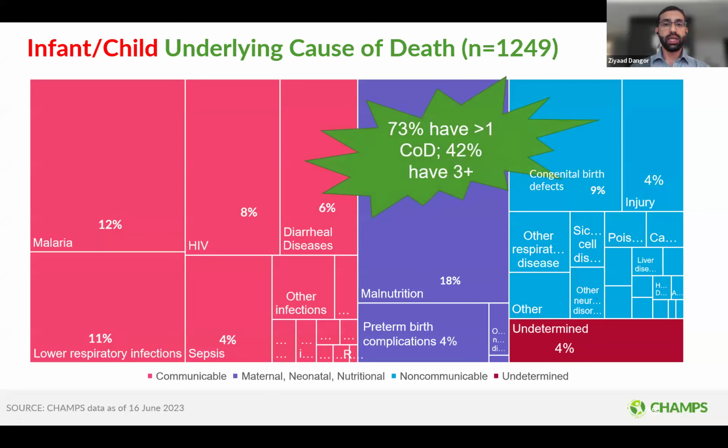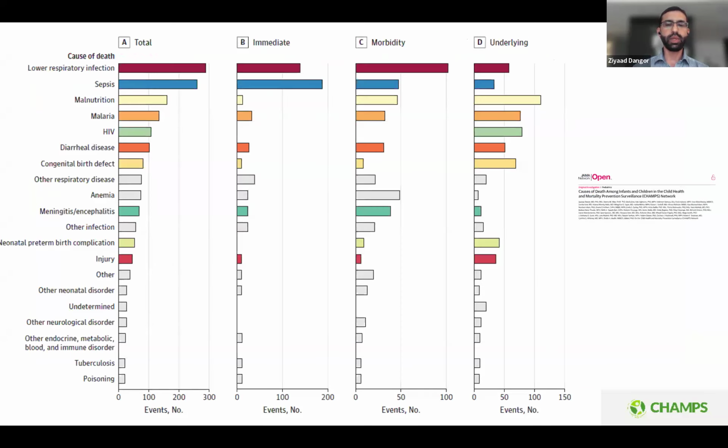Before I do that, just to say that most children also have more than one cause of death in the pathway. So this is a paper that just came out also at the end of last year. And really what it's trying to show you is that if you look at the immediate cause of death compared to the underlying cause of death, what are the common causes? And what I want to point out to you is this.